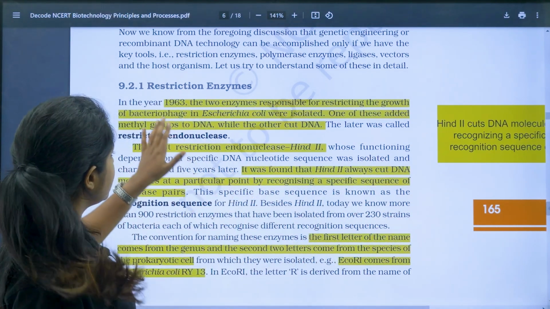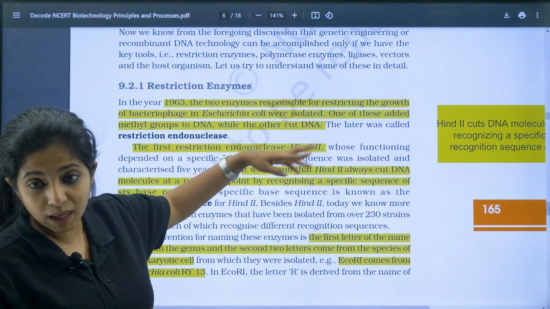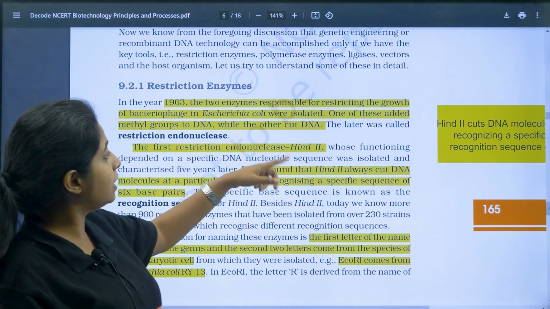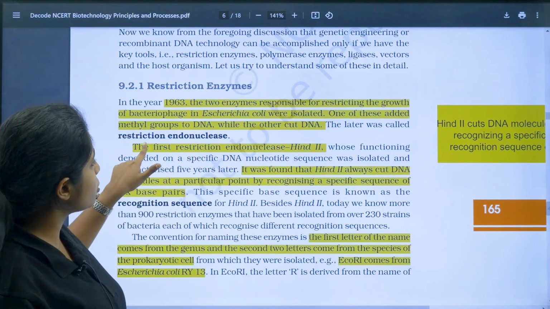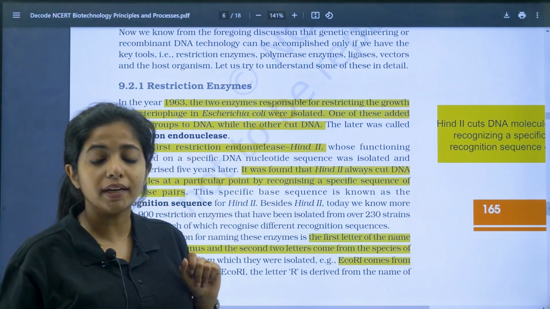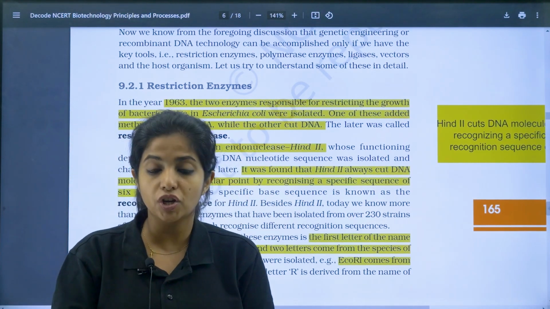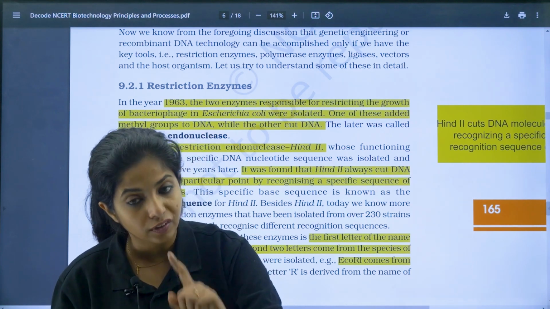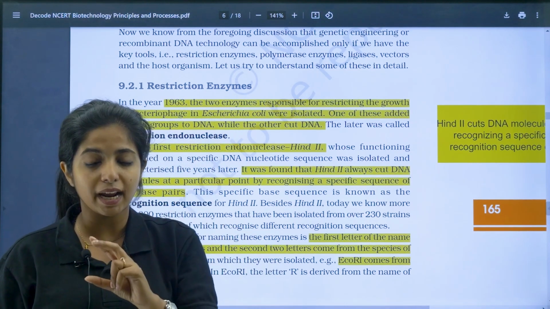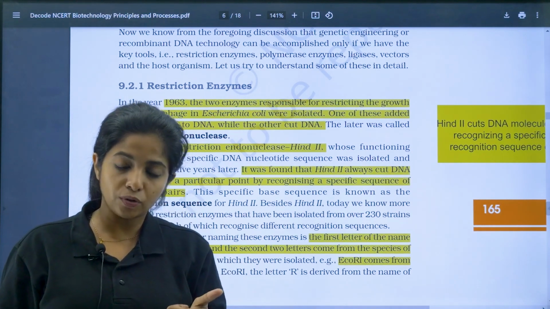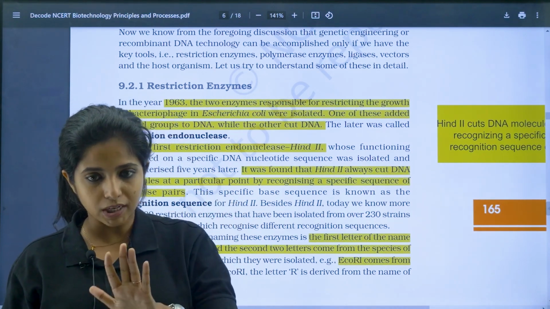Basically in 1963 the two enzymes were recognized, and the second one, which was responsible for cutting the DNA, was known as restriction endonuclease. What do you call it? Restriction endonuclease. So in Escherichia coli in the year 1963 you found restriction endonuclease for the first time. Restriction enzymes are divided into two parts, restriction endonuclease and restriction exonuclease. You will study about it.